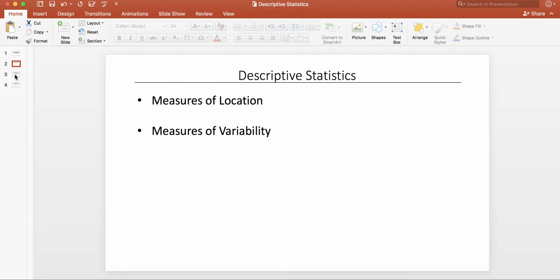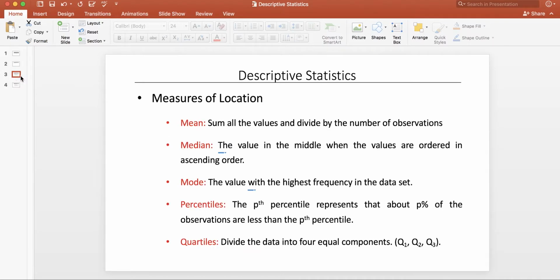So, like I said, we are going to focus on the two main parts, the measures of location and measures of variability. When I talk about measures of location, what I mean is we are going to look at the mean, the median, the mode, percentiles, and quartiles. These are the main statistical terms that we are going to focus on, and let's go over them briefly to refresh our memory about what they mean.